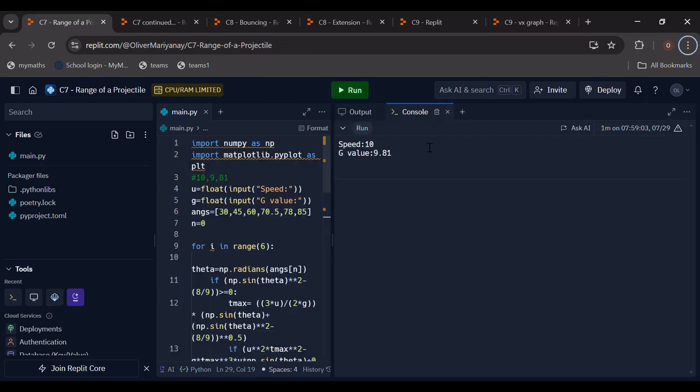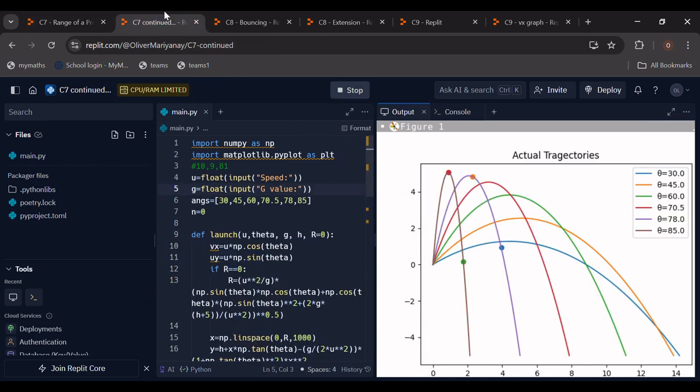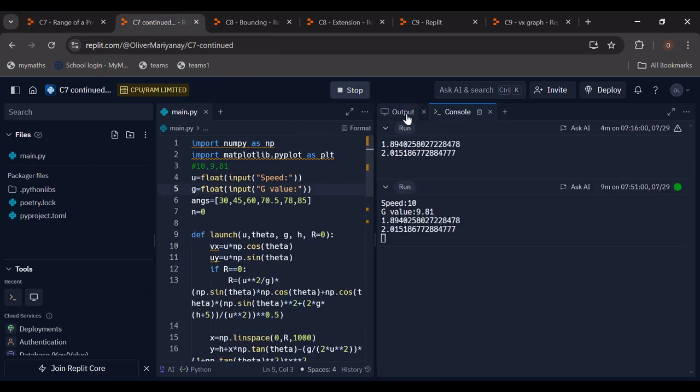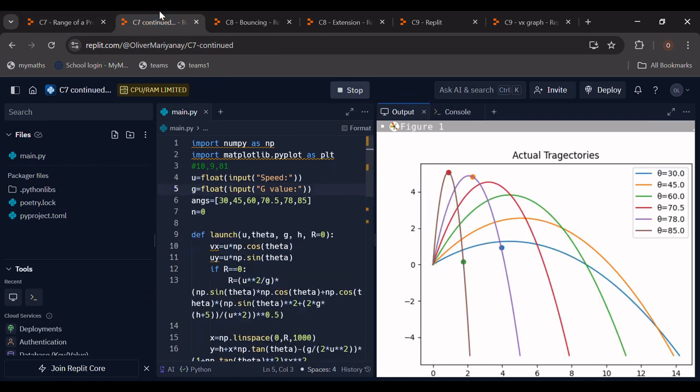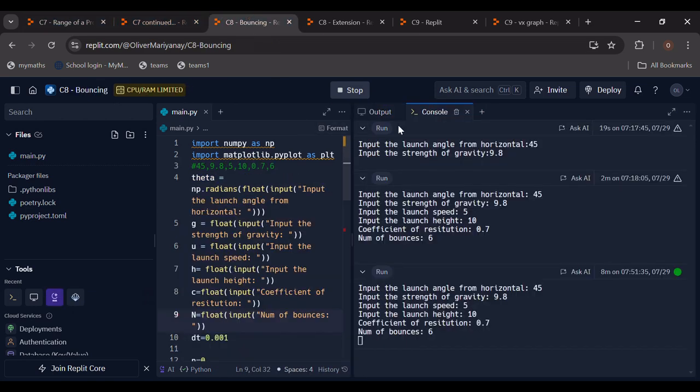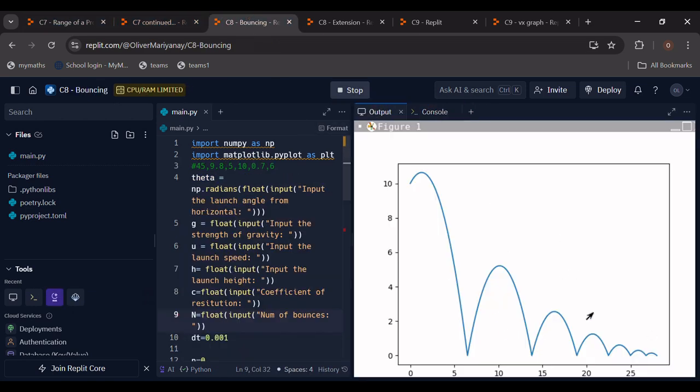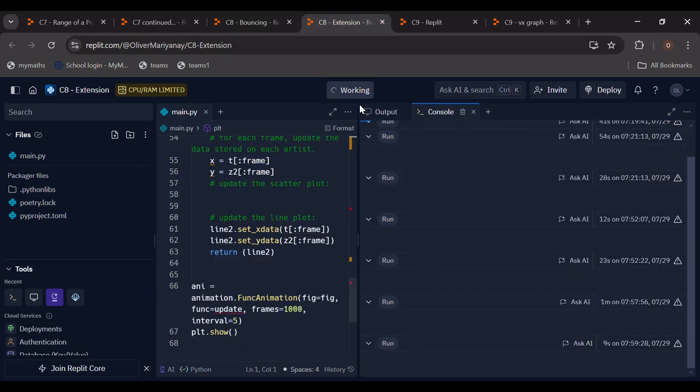In challenge 7 I created a graph of the ranges of a projectile in its trajectory against time. You can see how for high angles you get a local maximum and minimum, and I created a graph of the actual trajectories for comparison. For challenge 8, I showed the trajectory of a bouncing projectile, and as a mini extension I created an animation for this.